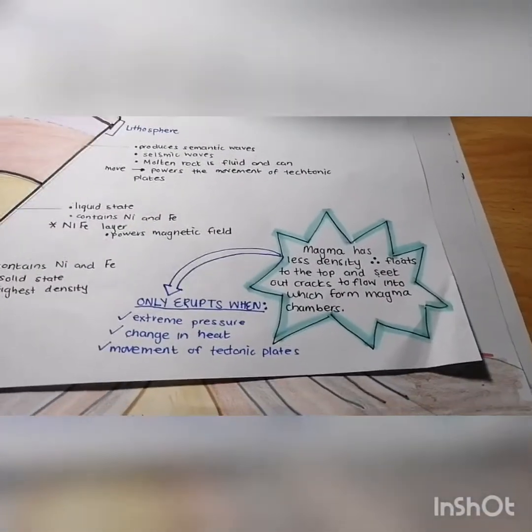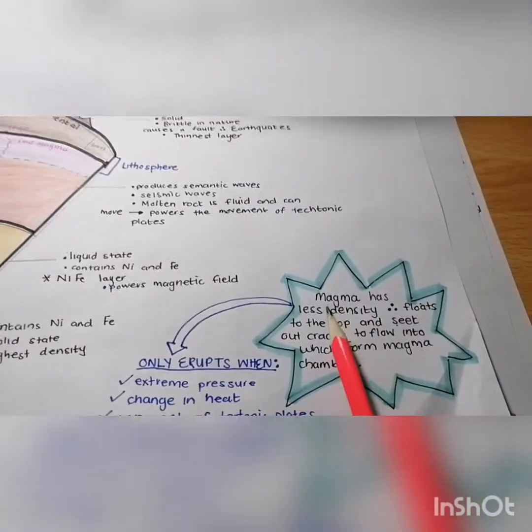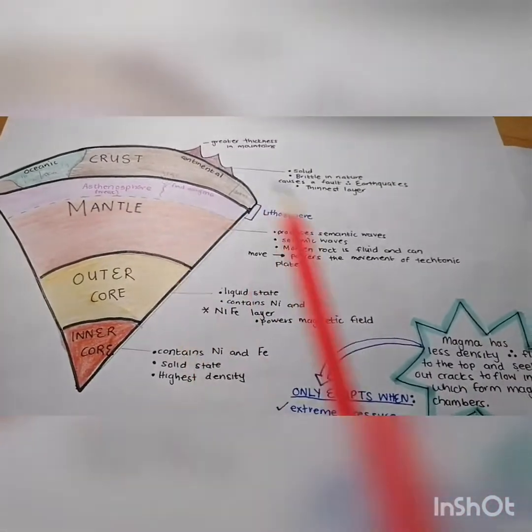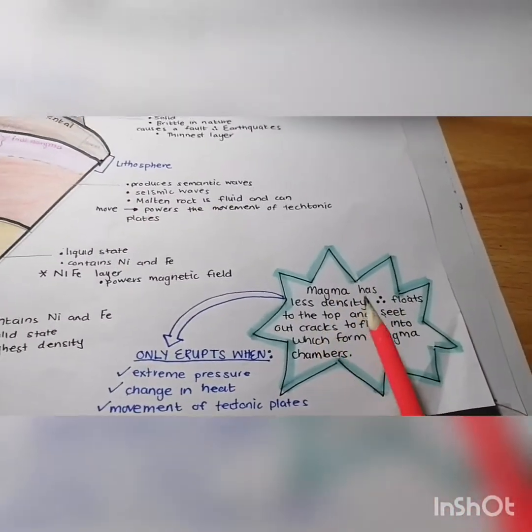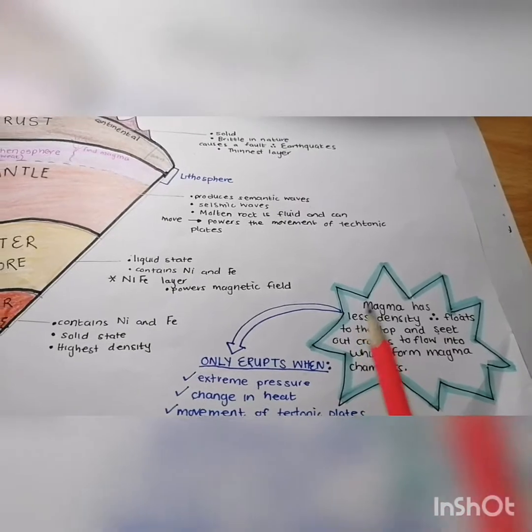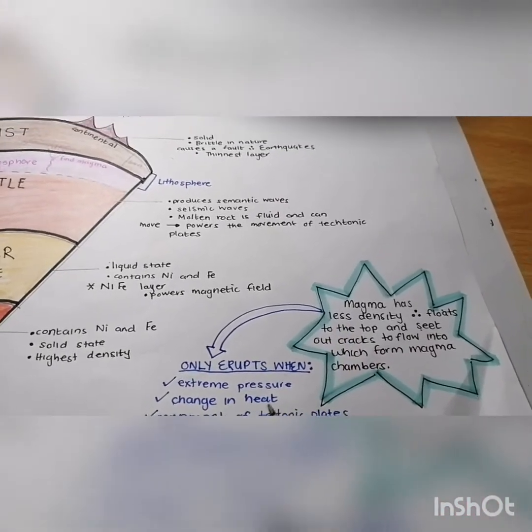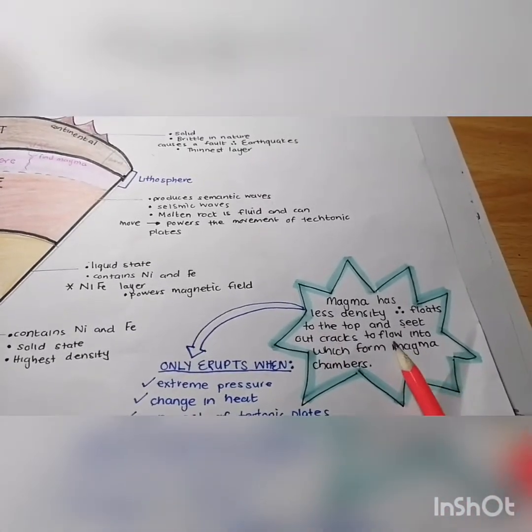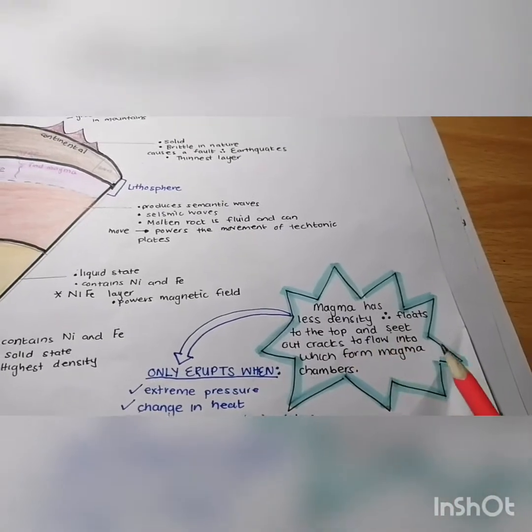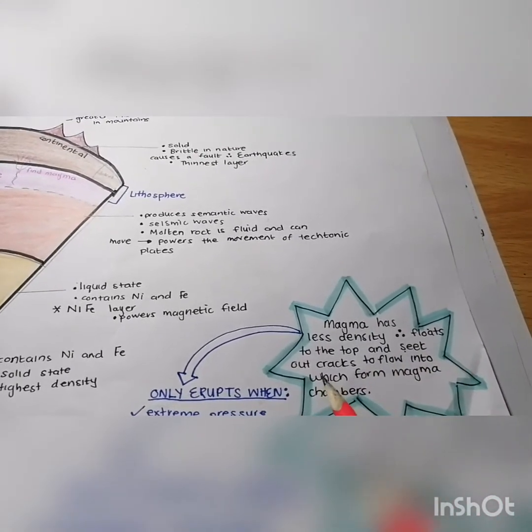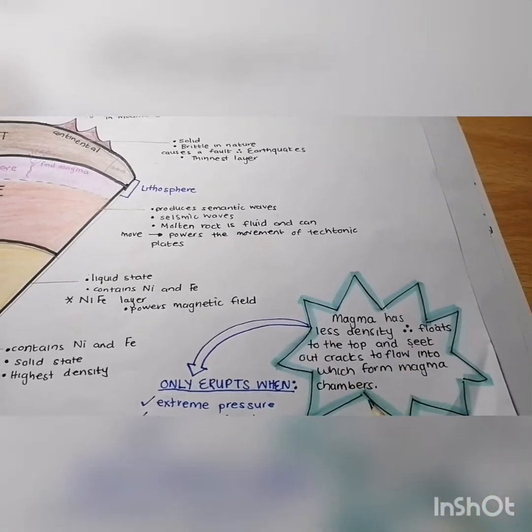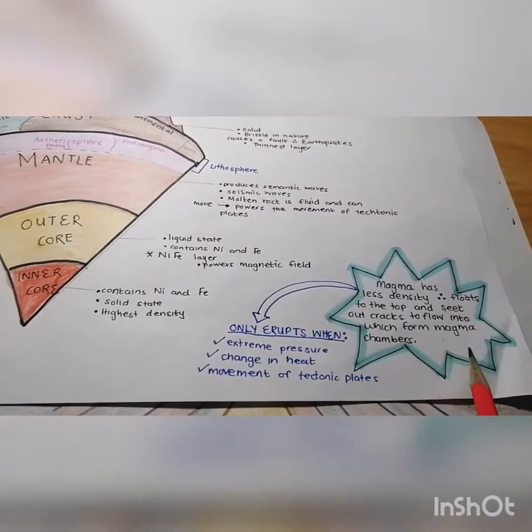Right, here's a side note about magma. Now we know magma has less density. It has less density compared to the rocks around it. So magma floats to the top. And magma seeks out cracks to flow in, which form magma chambers.